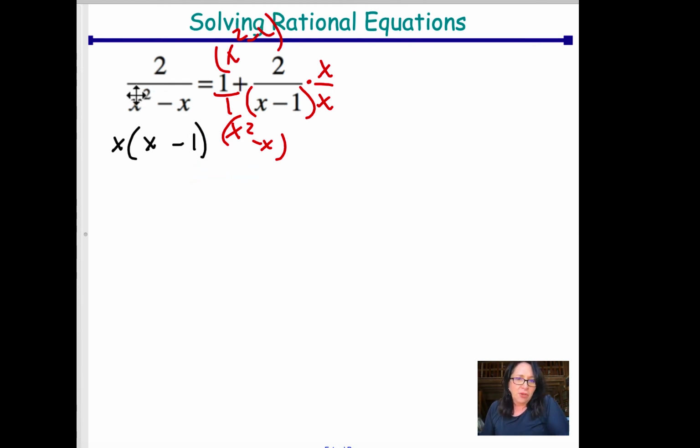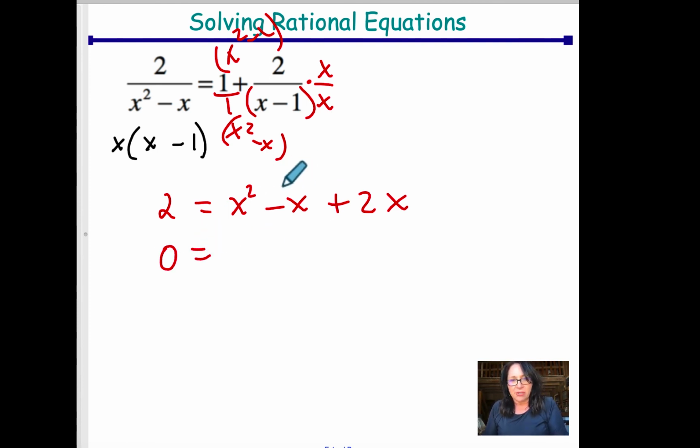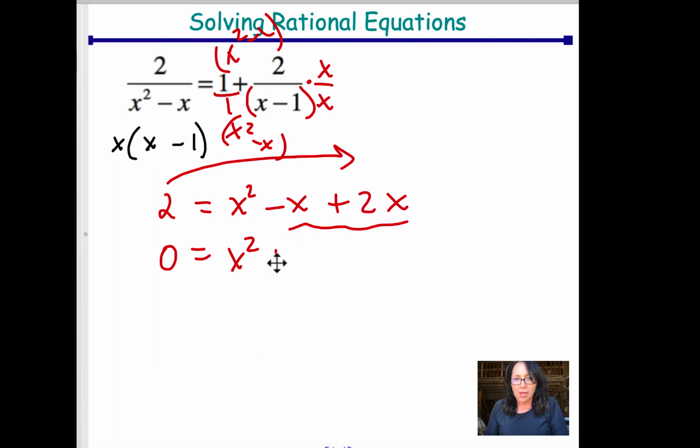Okay, so denominators are all the same. I've got 2 is equal to 1 times x squared minus x, and then plus 2x. Again, it's quadratic. I'm going to set everything equal to 0. So all I have to do is move this 2 to the other side. So I have x squared, and then negative x plus 2x is 1x. So plus x minus 2, and that equals 0.